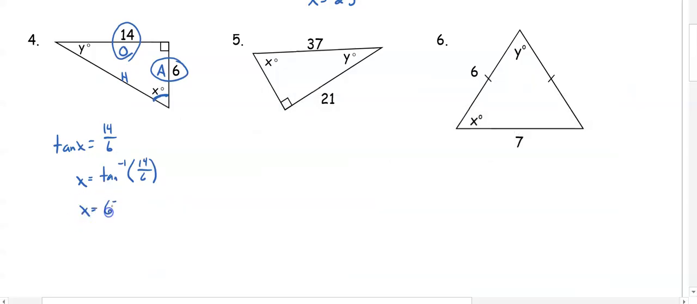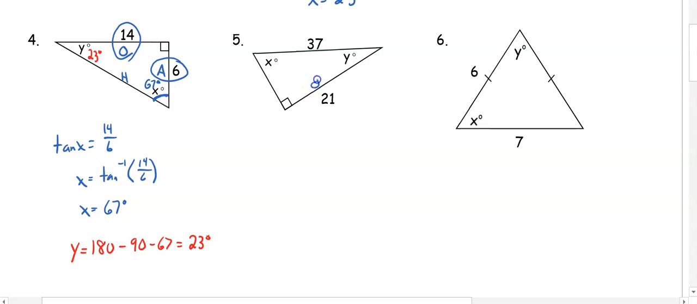Now, we could use trig and switch our sides to find Y. Or the easier thing is that we know in a triangle, the angles equal 180 degrees. So Y equals 90 minus 67. And that would get us that Y is 23 degrees.